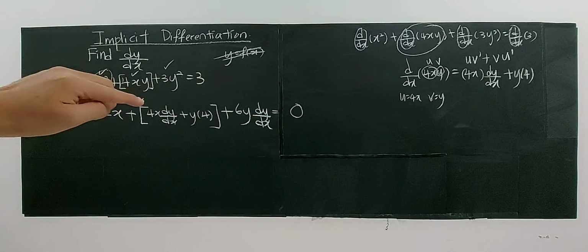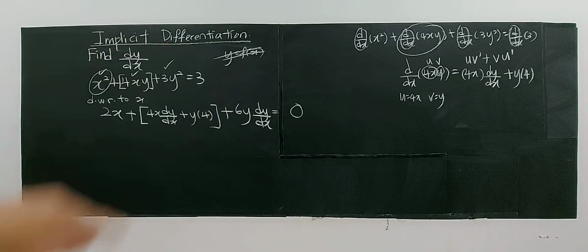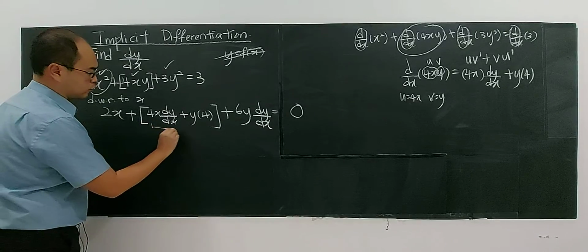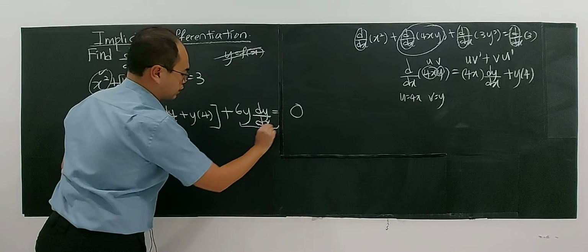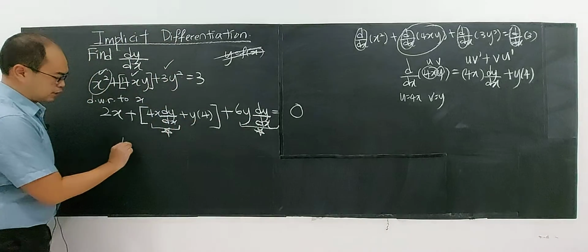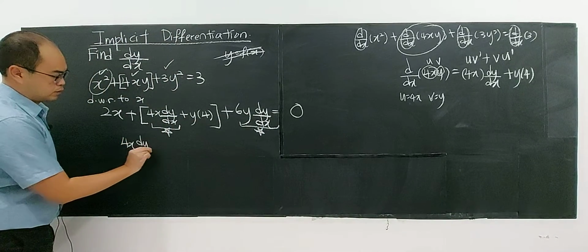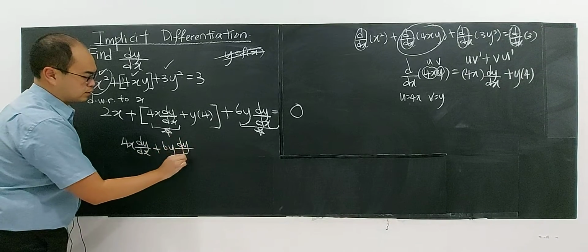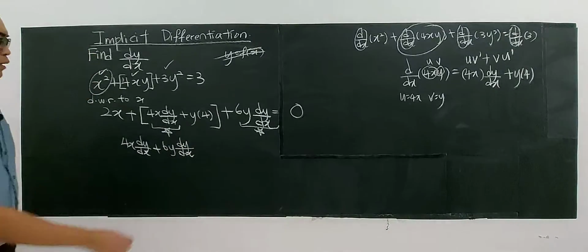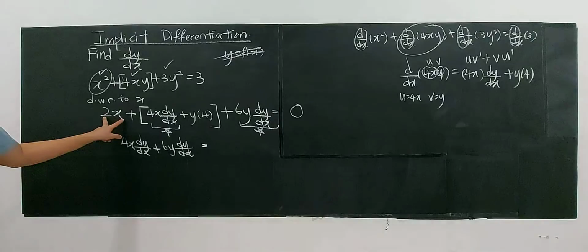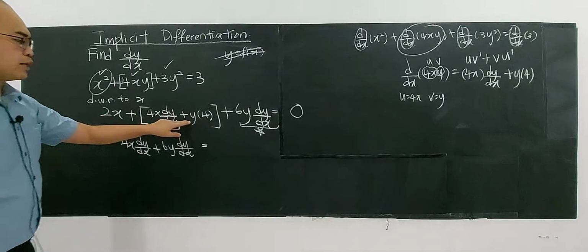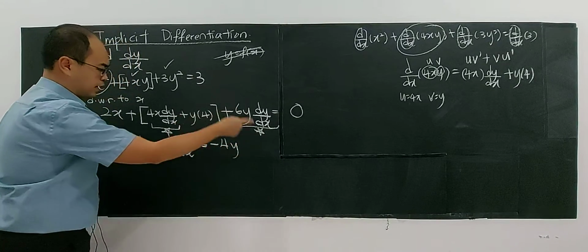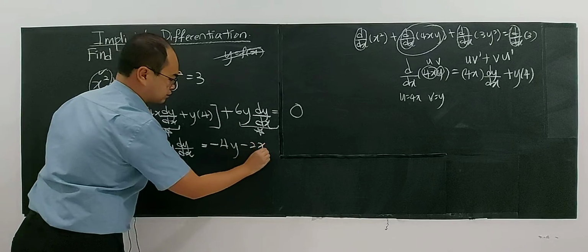Now my job is to rearrange such that dy dx is on one side. Because they asked us to find dy dx, I group these two terms together because both of these have dy dx. So I write 4x dy dx plus 6y dy dx. The terms without dy dx, for example 2x and 4y, we move to the right hand side, so it becomes negative 4y, negative 2x.